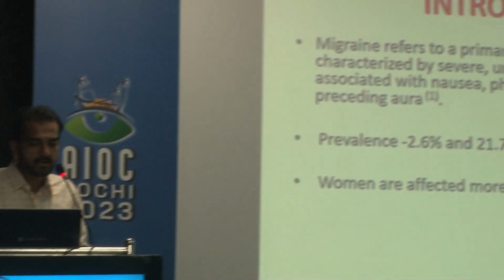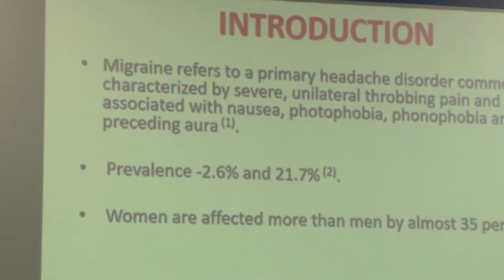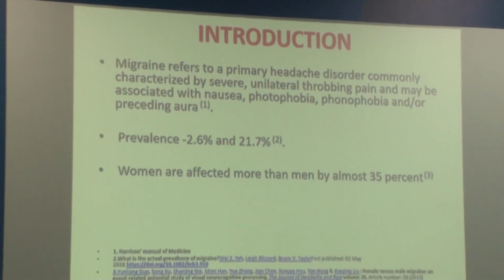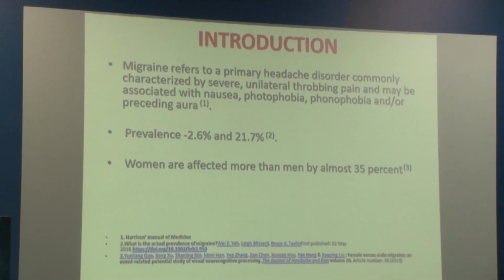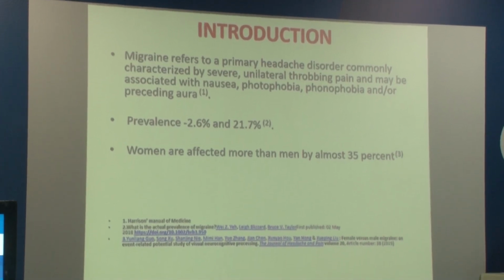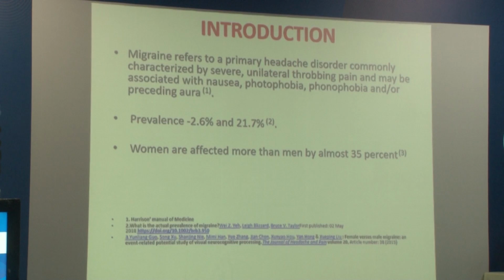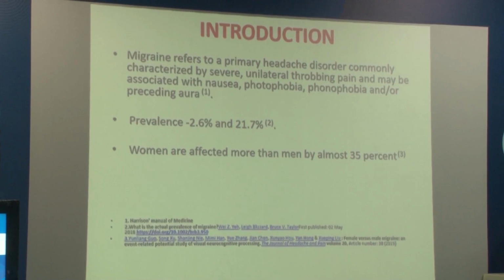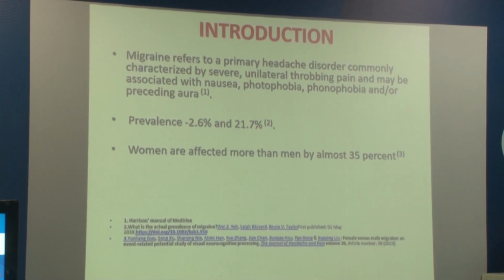Migraine refers to a primary headache disorder commonly characterized by severe unilateral throbbing pain and may be associated with nausea, photophobia, phonophobia, and or preceding aura. The prevalence of the disease is somewhere between 2.6% and 21.7%. Women are affected more than men by almost 35%.